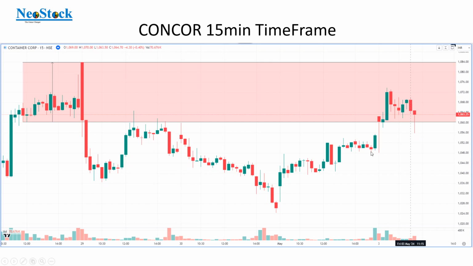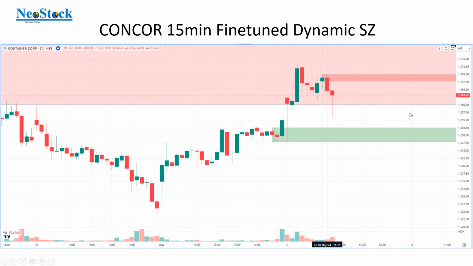Now let us draw the zone. See here, we have drawn rally base drop. This is a 15 minutes fine-tuned dynamic supply zone.